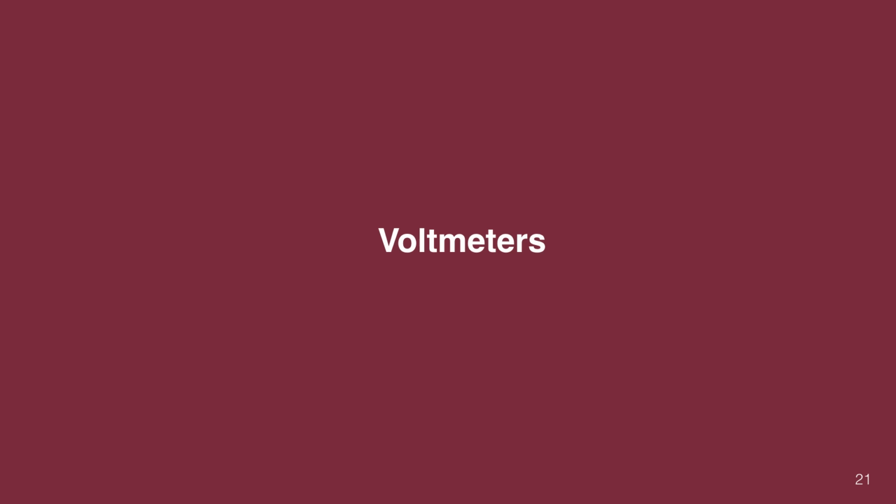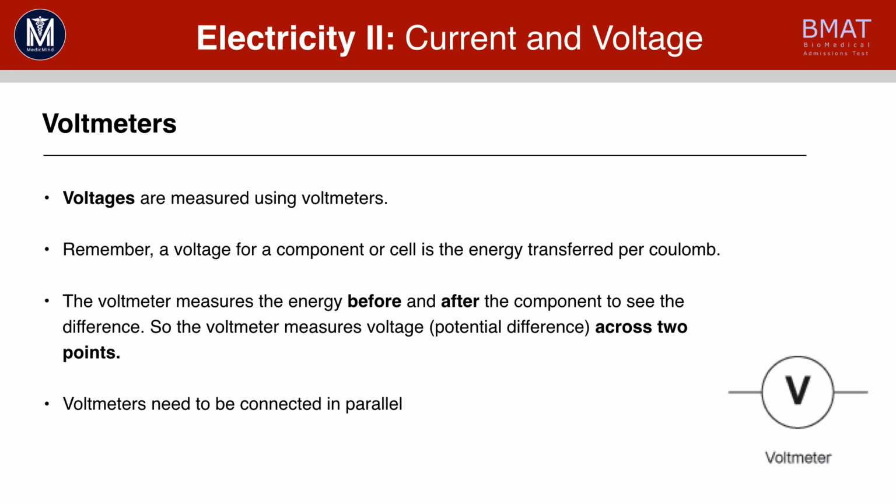We can measure voltage using voltmeters. Remember, a voltage for a component or a cell is the energy transferred per coulomb of charge. The voltmeter therefore has to measure the energy transferred. So, to measure any energy transfer, you have to measure the energy before and the energy after. And that is why a voltmeter has to be connected in parallel, because the voltmeter measures the energy before the component and the energy after the component to compare the difference and find out how much energy has been transferred.